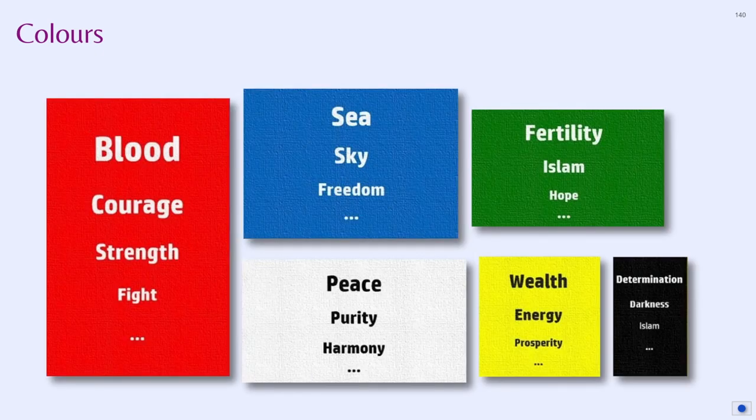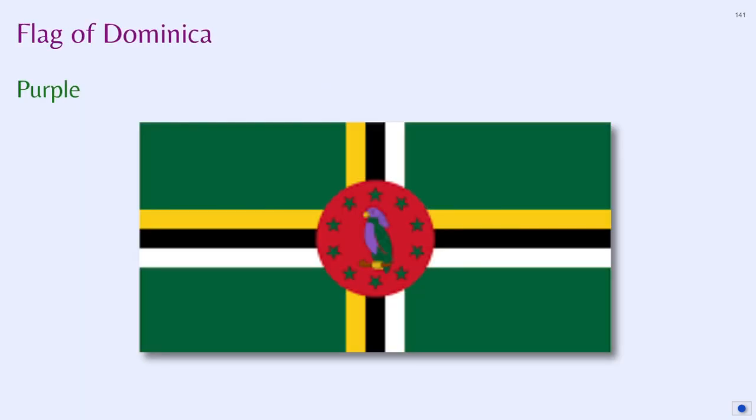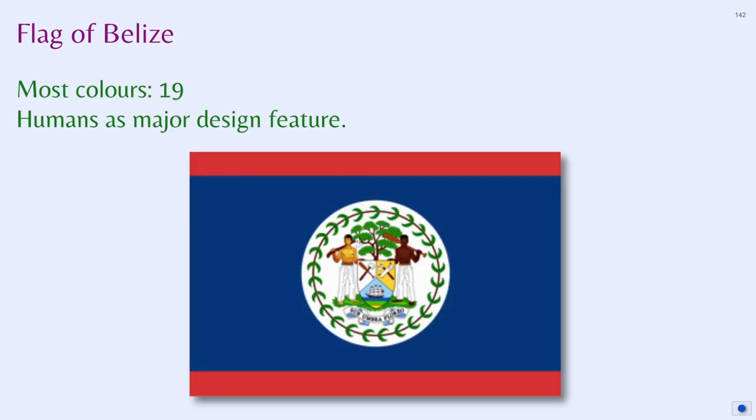They are used in these proportions in national flags. The flag of Dominica is one of very few to use purple on the Dominican Sisserou parrot. And the flag of Belize uses the most colours at 19 and unusually features humans with weapons.